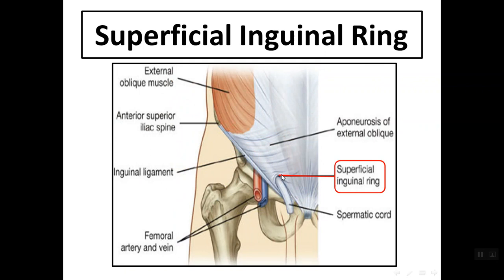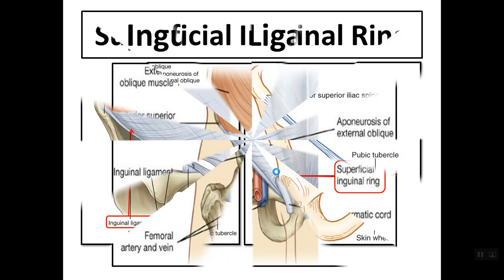Lower down and medially in the aponeurosis of the external oblique, we have a triangular defect that is called the superficial inguinal ring. From this superficial inguinal ring, the spermatic cord will exit. So the superficial inguinal ring is a defect in the aponeurosis of the external oblique.